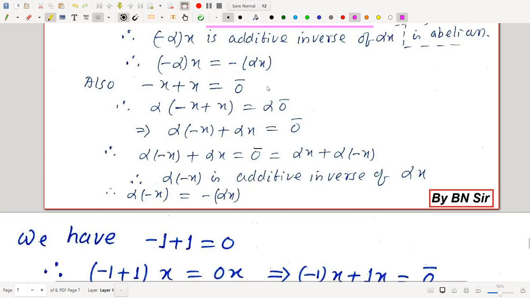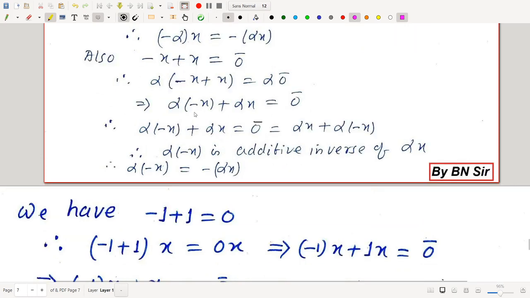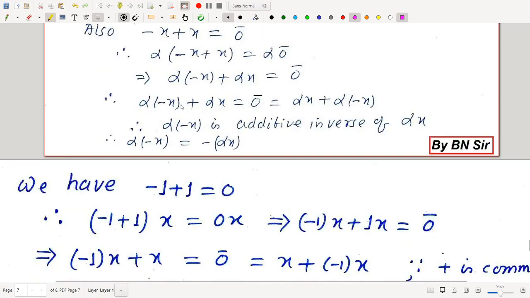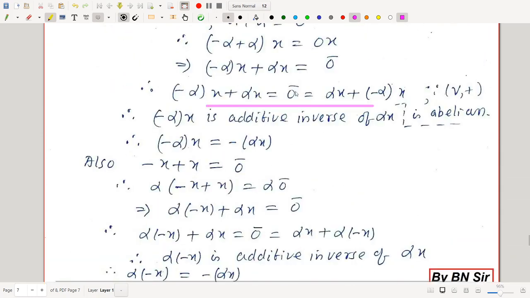Again, minus x plus x is 0 bar, so multiply by alpha on both sides. So alpha into (minus x plus x) is alpha into 0 bar. Now by distributivity, alpha into minus x plus alpha x equals 0 bar, since alpha into 0 bar is 0 bar, already proved. And we can write it as alpha x plus alpha into minus x, because of commutativity; we have interchanged these two terms. And if this happens, then alpha into minus x is called the additive inverse of alpha x. Therefore alpha into minus x is minus alpha x, and from these two the result follows.